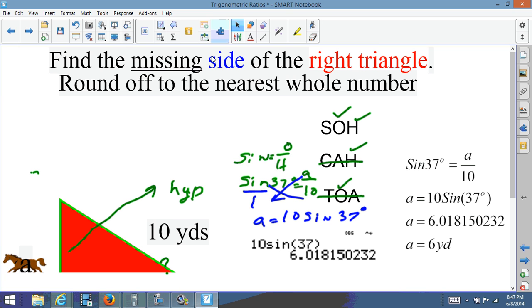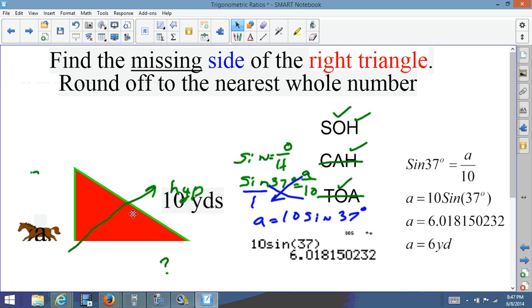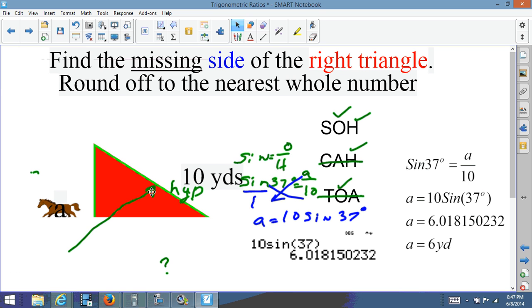I don't know why that keeps dropping down like that. So there is our horse. He's at 6 yards. So we've rescued the horse, and we found where he's at.